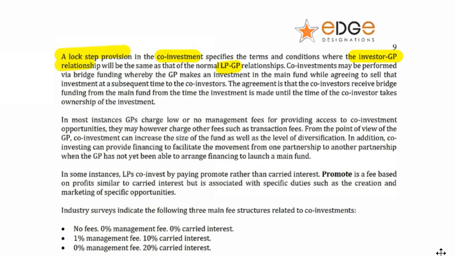Co-investments may be performed via bridge funding. In other words, the general partner makes an investment in the main fund, while agreeing to sell that investment at a subsequent time to the co-investors. What happens over here? The co-investors may need to get some kind of funding in between. It's called bridge funding from the main fund, from the time that the investment is made until the co-investor in fact takes ownership of the investment.